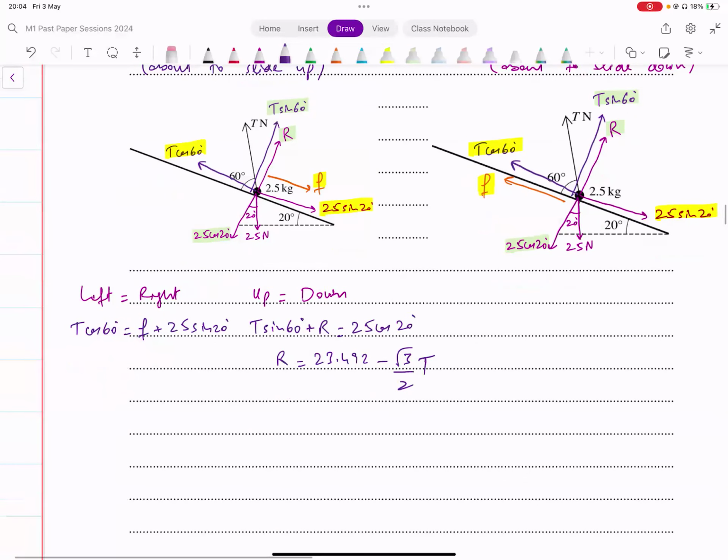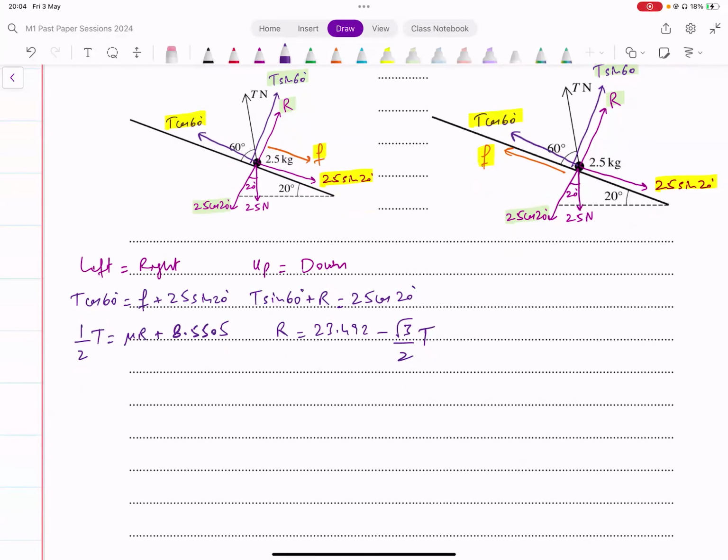Now in the first equation, since it's limiting equilibrium, we put F equal to mu R. In place of F, you can input mu R. Cos 60 is 1 over 2. On the left side, we have 1 over 2 T, which equals mu R plus 25 sin 20. Let me see what that becomes. 25 sin 20 is 8.5505. You can keep this in exact form as well if you want. That's actually better, so leave it in exact form. Or you can write this in decimals as well. That's your choice. Now mu into R, what does that become? 1 over 2 times T equals mu.